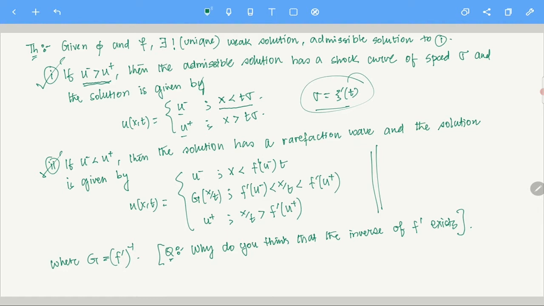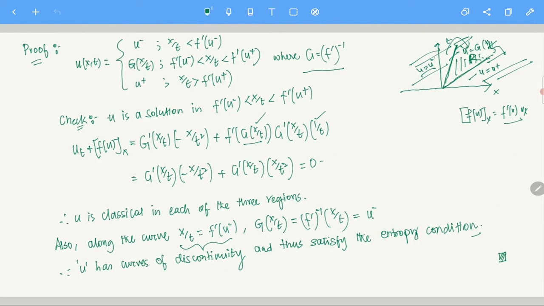So the solution is a rarefaction wave in that case. Of course it is the admissible solution. So now we are done here. Let's finish the proof here, and let's look at one more example, and then we are going to finish this lecture. I think this example will make things more precise. That will be better.